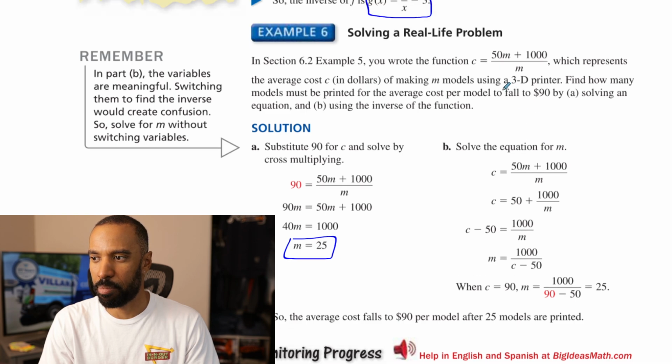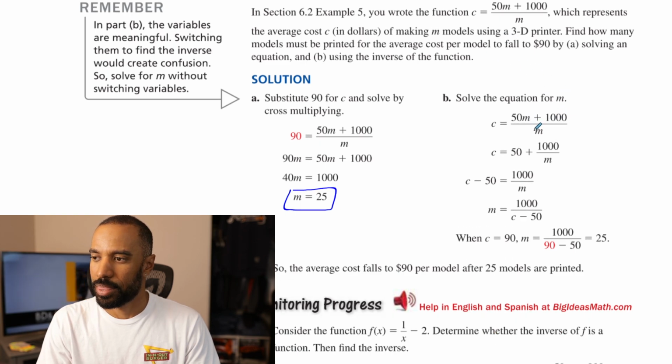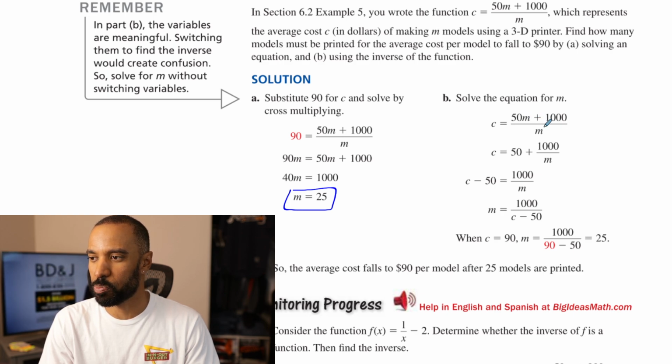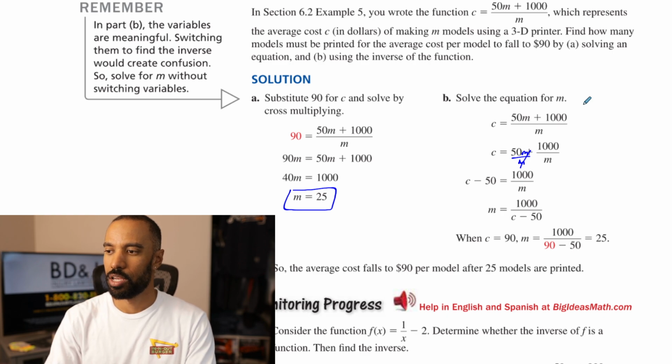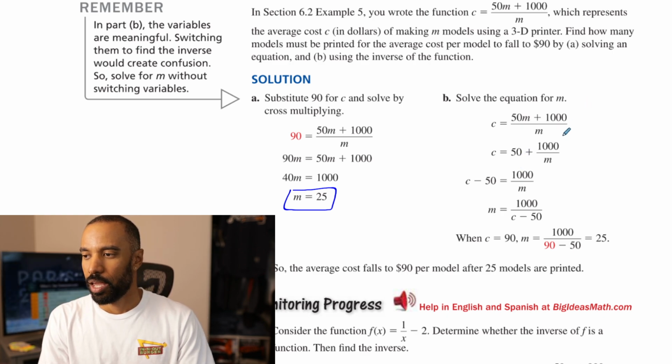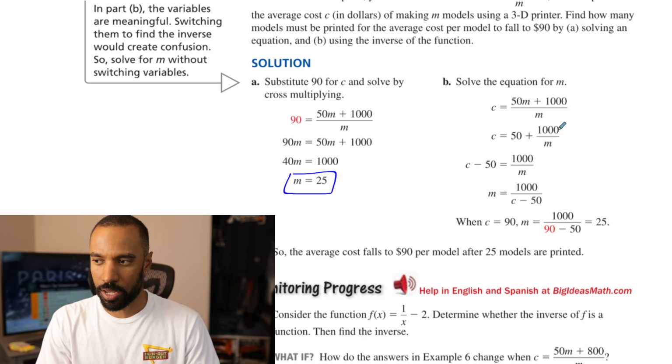Alternatively, you can get M by itself. They do something different than I would have done, but what they're doing is fine. So they split this up. Basically, this would have been 50M over M, and then those M's are gone here. So you're just left with the 50. Remember, you're not swapping M and C, but you are getting M by itself.